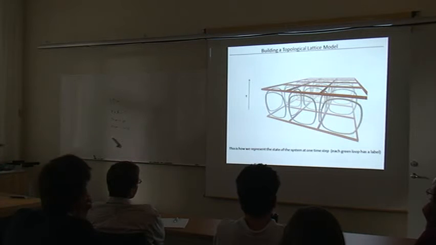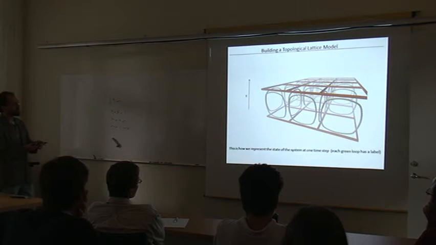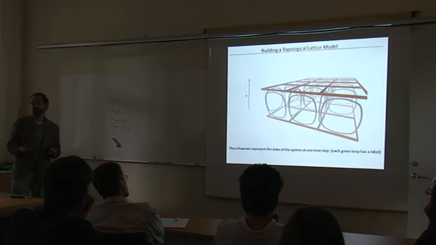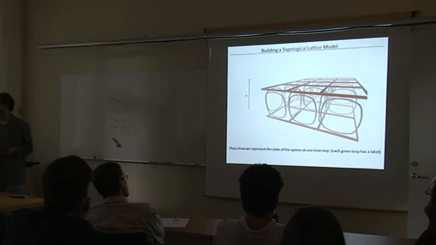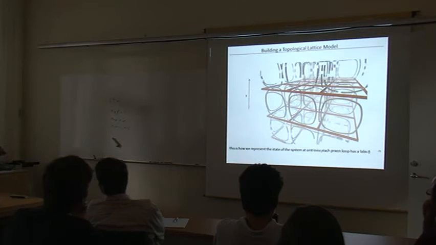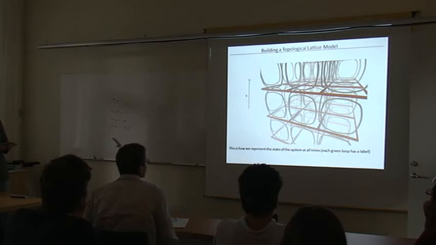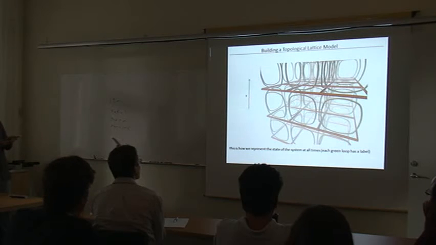Okay. So this is what the picture looks like at one time slice. There's a bunch of loops sitting above the lattice at any point in time. Each of these loops is labeled with a quantum number representing the quantum number of the lattice at that time. And then I have to do this at every time slice. So at this time slice, it will have one quantum number. This time slice, it might have another quantum number. This time slice, it has another quantum number. The pictures are going to get worse.